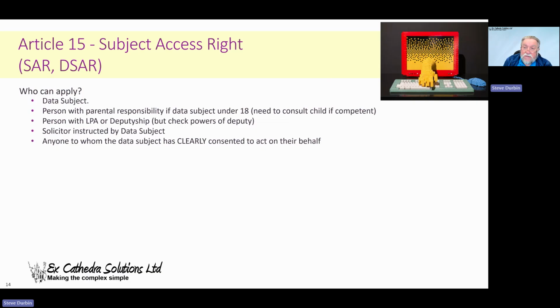Now, who can apply for it? Well, the data subject can, duh. Also, a person with parental responsibility if the data subject is under 18. But you need to check if the child is competent. Children are commonly competent around 11 to 12, so we'll have to talk about that separately later. A person with a lasting power of attorney or deputyship, but please check the powers of deputy. A solicitor who has been instructed by the data subject, and anyone to whom the data subject has clearly consented to act on their behalf. I'll talk about that group later. Now, bear in mind, I'm talking mostly about UK law here. Law in other countries is not dissimilar, but those terms are fairly specific to the UK.